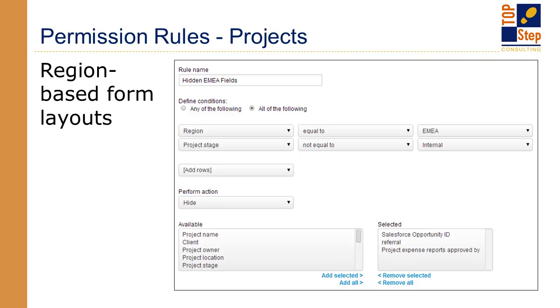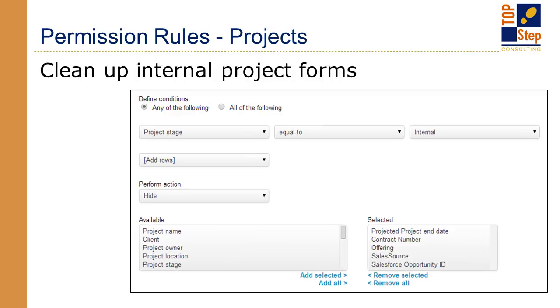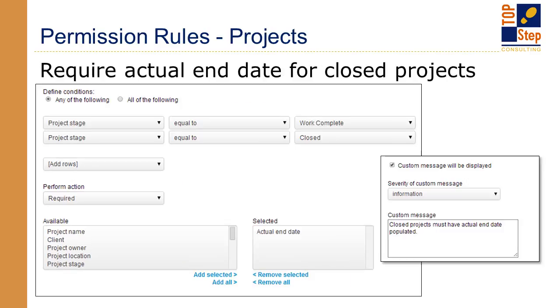Another example here, cleaning up internal project forms. If we have a project stage that's equal to internal, we don't want to see a projected end date. This is common when we see something like an internal project to collect time off and that kind of thing. We don't want to see a contract number because there is no contract or sales source, etc. So these are items we could hide. Now this is a good example of an any of the following criteria where we say if the project stage is equal to work complete or the project stage is equal to closed, then we want to make the actual end date a required field.